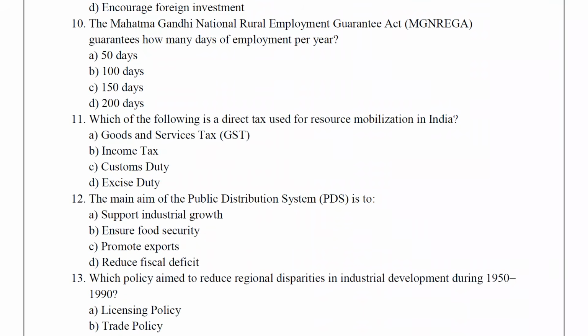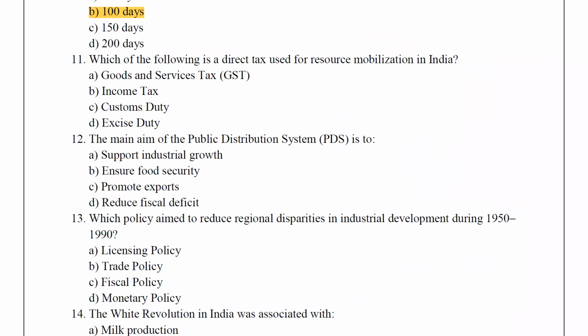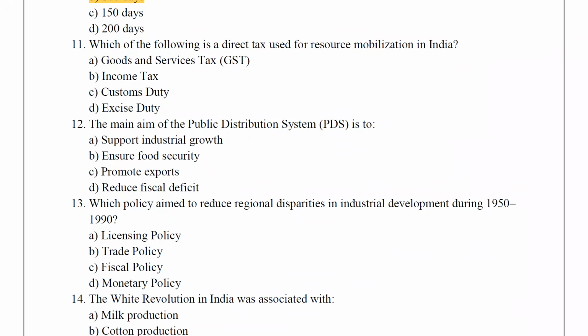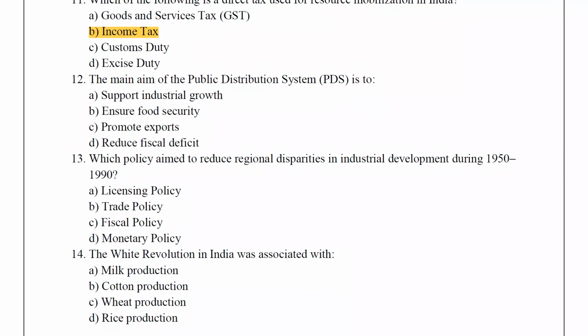The Mahatma Gandhi National Rural Employment Guarantee Act guarantees how many days of employment per year? 100 days. Which of the following is a direct tax used for resource mobilization in India? Income tax. The main aim of the Public Distribution System, PDS, is to ensure food security.